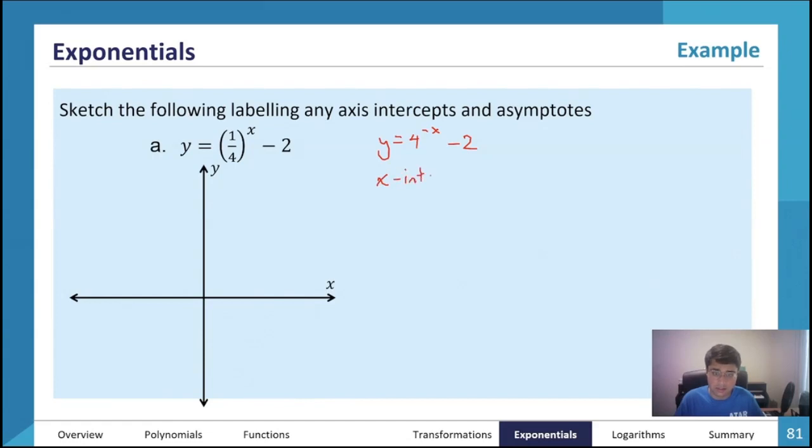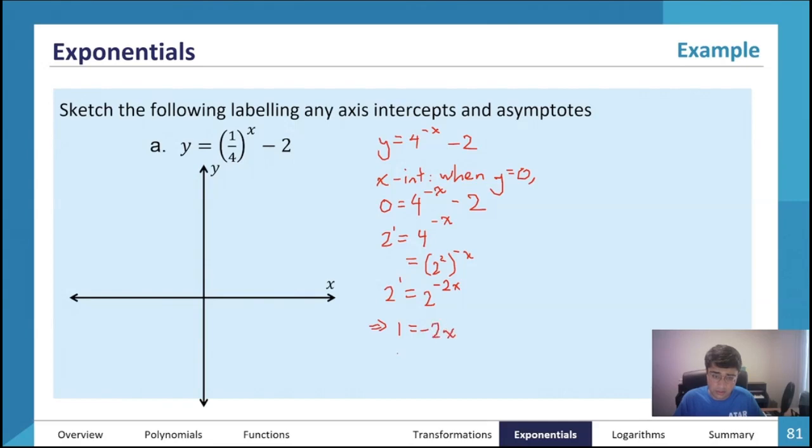And I suggest you do it for the exam as well. So we find the x-intercept when y is equal to 0. 0 is equal to 4 to the negative x, minus 2. That means 2 is equal to 4 to the negative x. Again, we have to use that little trick. 2 is 2 squared to the negative x. That's 2 to the negative 2x. So that implies that 1, so we've got a power of 1 here, is equal to negative 2x. So x is negative 1 over 2.